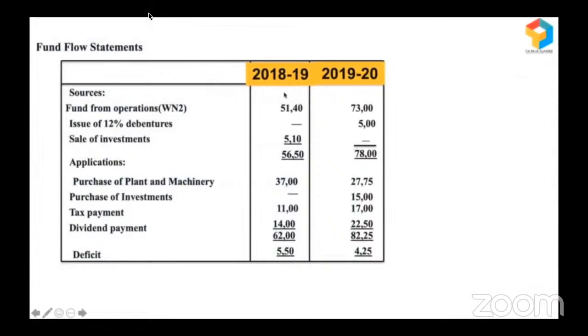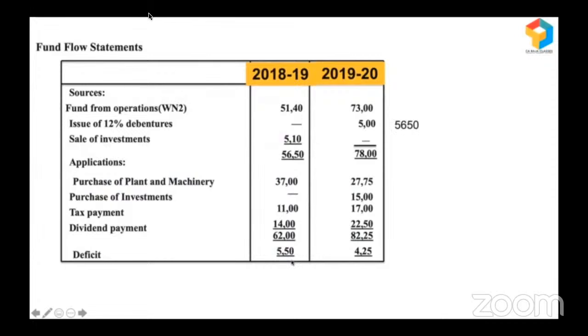Let me analyze this also so that you will get complete clarity about fund flow analysis. And here I'm not teaching you how to prepare a fund flow statement, but I'm teaching you how to read the fund flow statement. Okay, look, in 2018-19 they had long-term sources from operations and by selling investment of 5,650. And these are all their long-term uses. They purchased plant and machinery, they paid taxes, they paid dividend. Okay, so 5,650 was the source, 6,200 was the use, there was a deficit of 550.